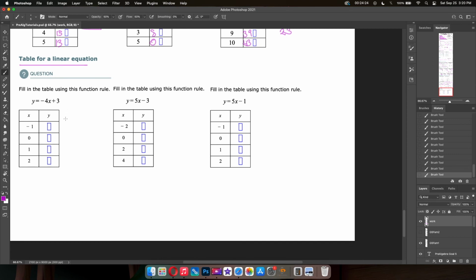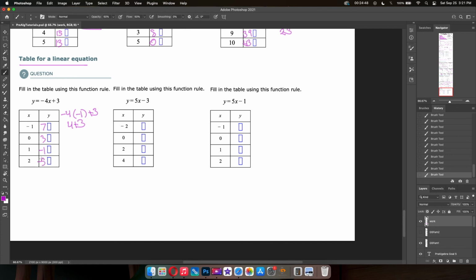So we're going to do this again. -4 times -1 plus 3. Double negative is a positive. 4 times 1 is 4 plus 3, which is 7. And now I'm going to mental math the rest of it. 4 times 0 is 0. 0 plus 3 is 3. -4 times 1 is -4. -4 plus 3 is -1. 2 times -4 is -8. -8 plus 3 is -5.